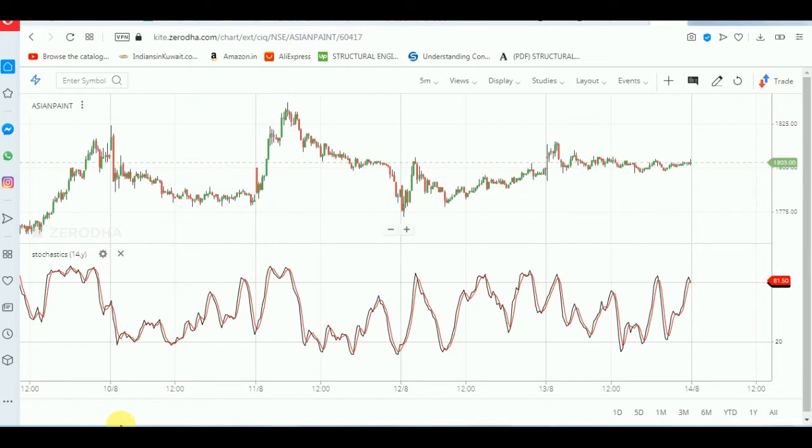One is in red color and the other one is in black color. The black line is usually called the fast moving stochastic line, and the red one is the slow moving stochastic line. Sometimes this is called percentage K stochastic, and the other line, the red one, is called percentage D stochastic.